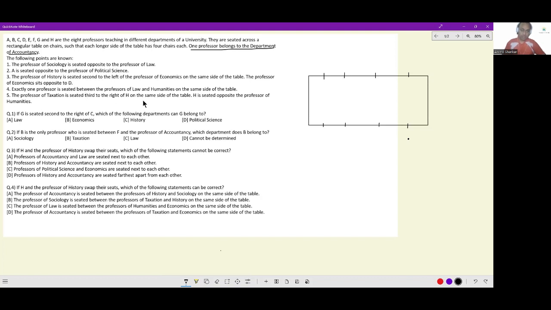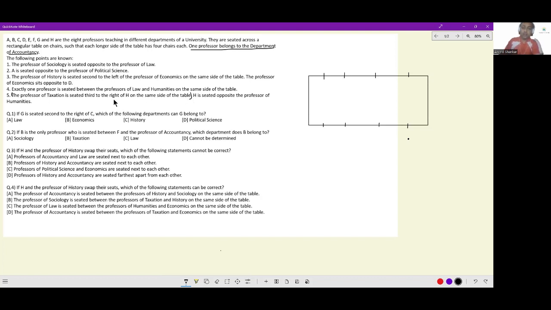exactly one professor is seated between the professors of law and humanities on the same side of the table. Okay, so professors of law and humanity are either on seat 1 and 3 or on seat 2 and 4, depending on which side you're looking at it. The professor of taxation is seated third to the right of H on the same side of the table. And this is the best starting point.